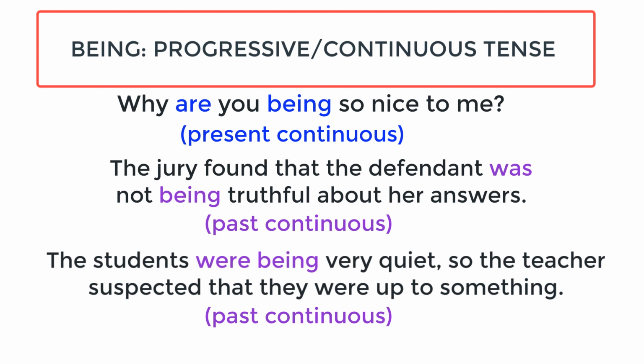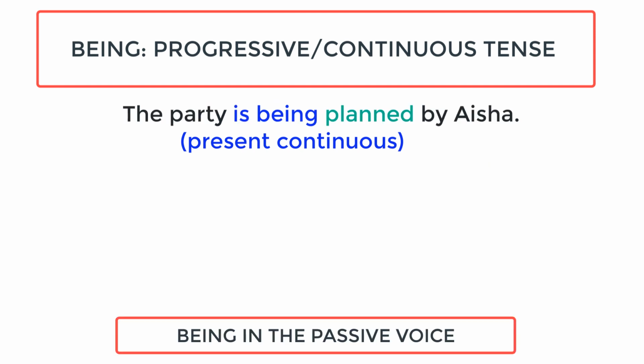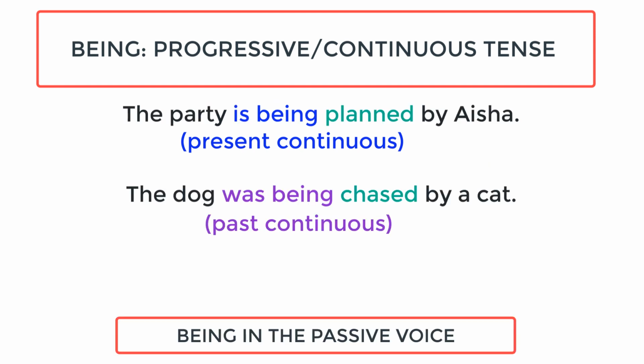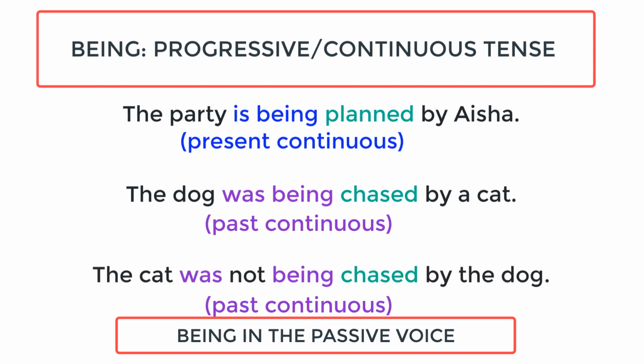We do not use being in the active voice. We use being as a linking verb. However, we do use it in the passive voice. The party is being planned by Aisha. The dog was being chased by a cat. The cat was not being chased by the dog.